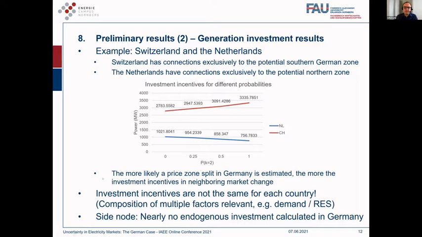Of course, the investment incentives are not always the same for each country. So you could not just say, okay, this was in the south, so you have an investment incentive there, because it's always dependent on a composition of multiple factors like demand, renewable energy sources installed, and so on in these countries. So I've chosen these two because they are very nice to look at here. And interestingly, there is from our data no endogenous investment incentive in Germany calculated, basically because of these trade possibilities. So we have an interconnected system, and this is the reason for that.